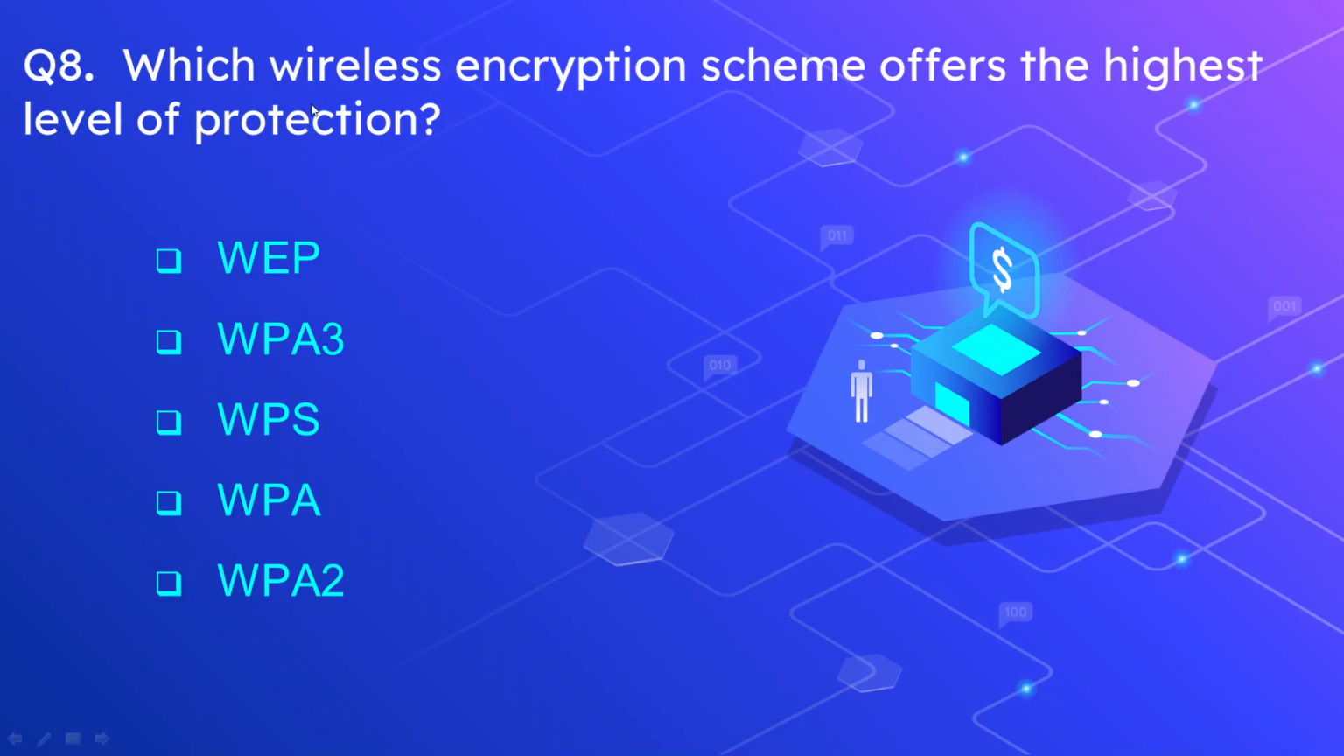Question number 8 is which wireless encryption scheme offers the highest level of protection? And the options are WEP, WPA3, WPS, WPA, and WPA2. And the correct option is WPA3. So WPA3 is the latest encryption method that is used in wireless encryption on the Wi-Fi access points.